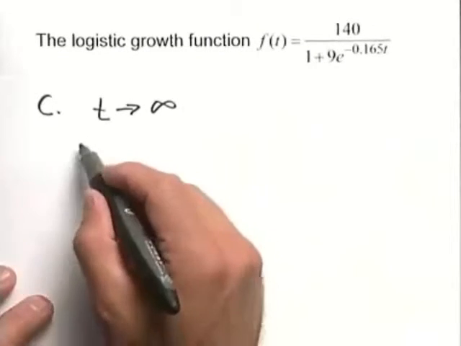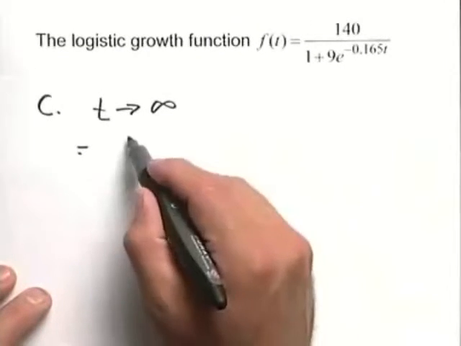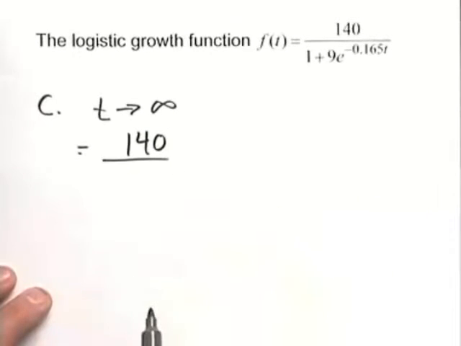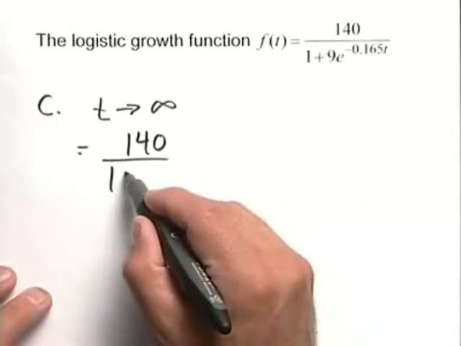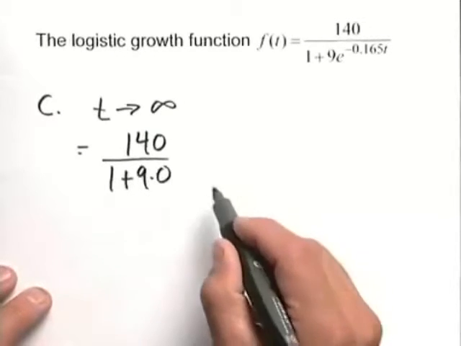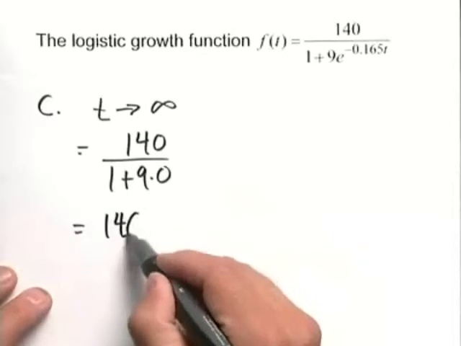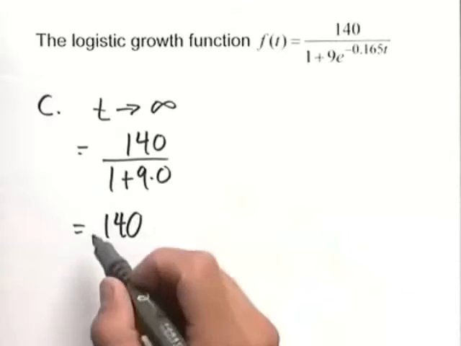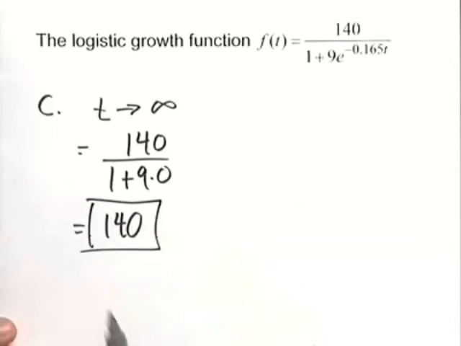So we can imagine, as this t value gets larger and larger, our fraction will look something like the following: 140 over 1 plus 9 times 0, or simply 140. So that will be the limiting size of the elk population that this particular habitat can sustain.